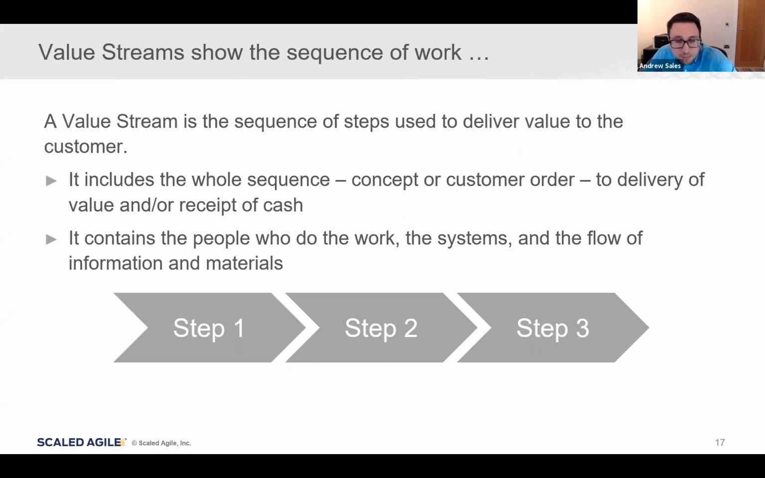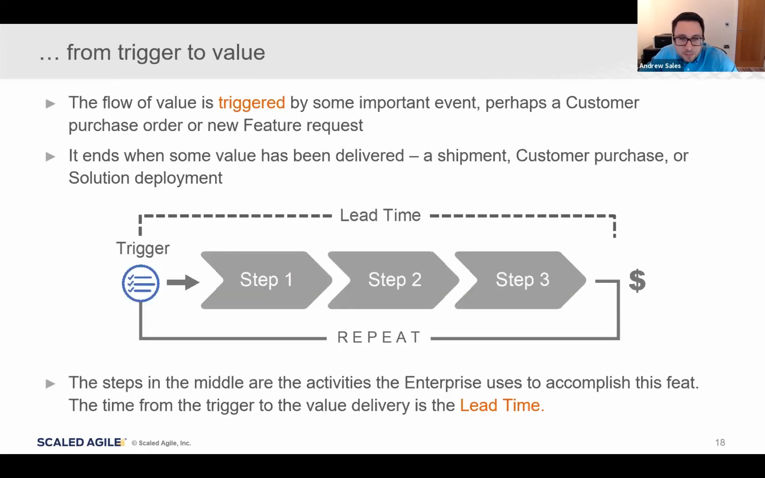So what is a value stream? It's the steps needed to deliver value to the end user. It contains the people, the systems, the work they do, and the flow of information. And then, of course, there's a trigger. That's what kicks off the creation of this value. If it's an operational value stream, the trigger could be a customer purchase order. If it's a development value stream, it could be a feature request.